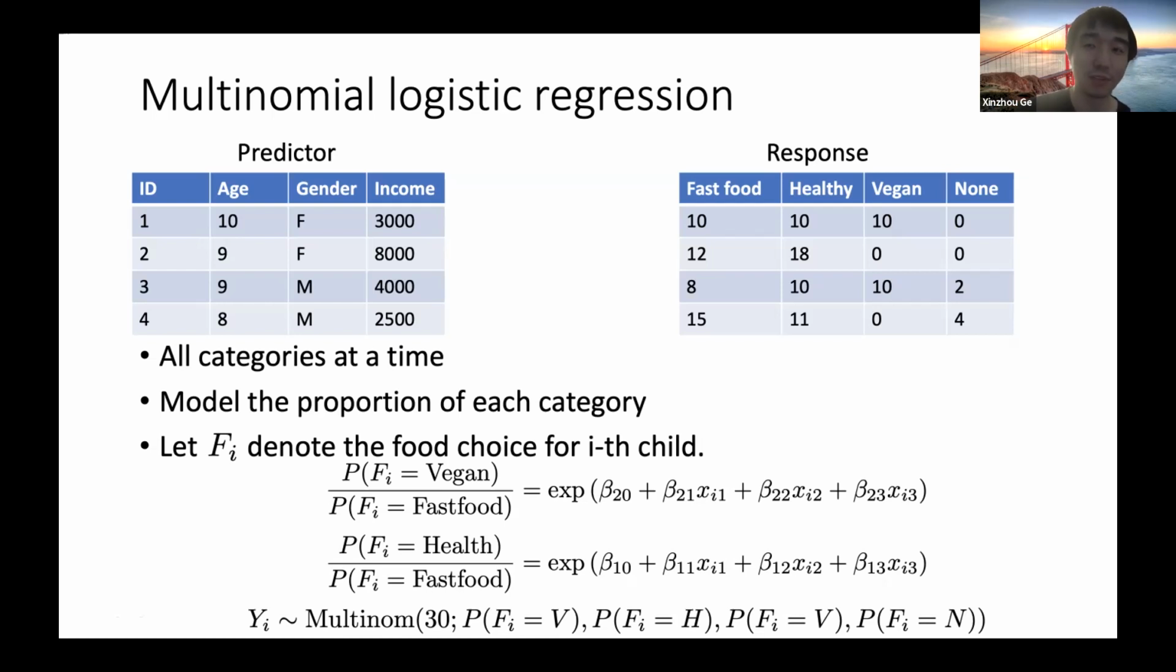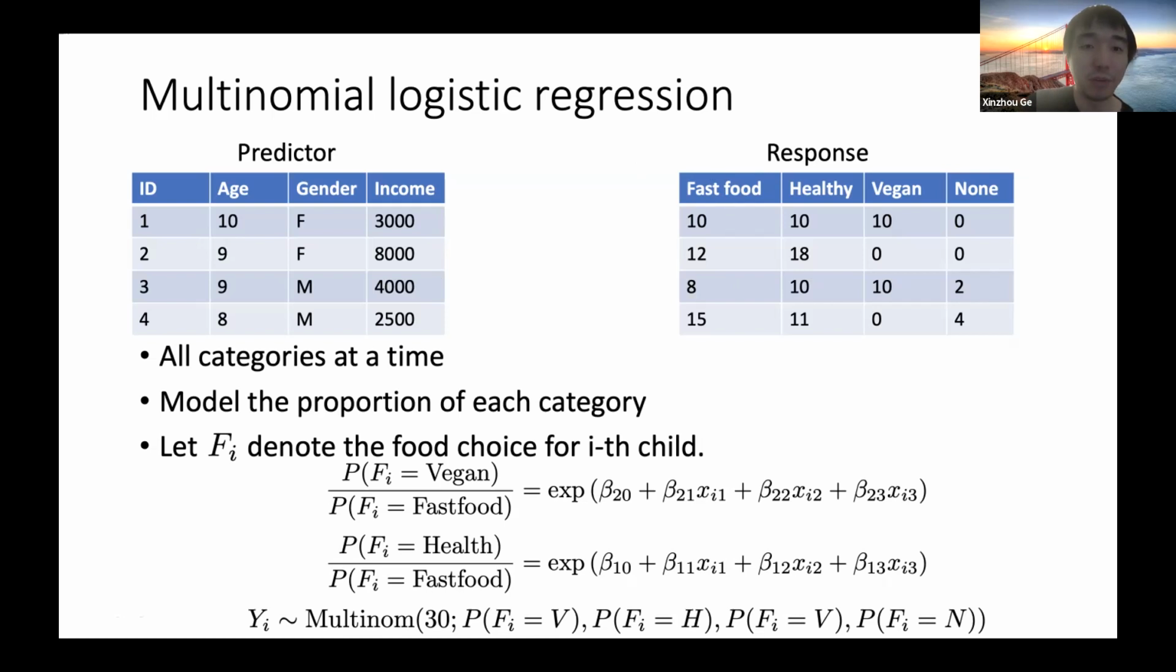So the response will be 0 or 1 if for a single output, or if it can be counts for the two groups if for group logistic regression. So here we can make the response all the 4 categories of the food in the multinomial logistic regression, all these 4 categories, and we can look at all categories at the same time.